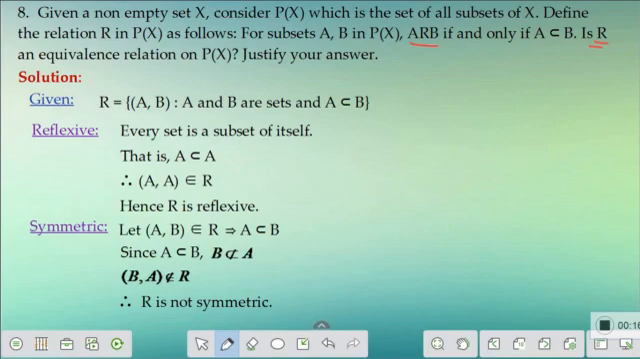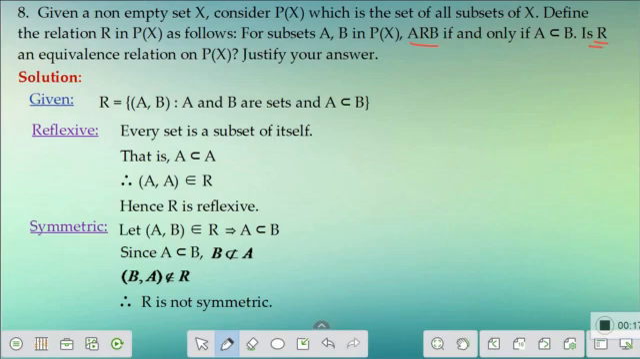Now let's get back to the question once again. We have a non-empty set X and a set P of X, which is nothing but the set of all subsets of X. There is a relation in P of X. That is, if you take any two sets in P of X, those two sets are related if and only if the first set is a subset of the second set. So this is how the relation has been defined, and we are supposed to check whether the given relation is an equivalence relation or not.